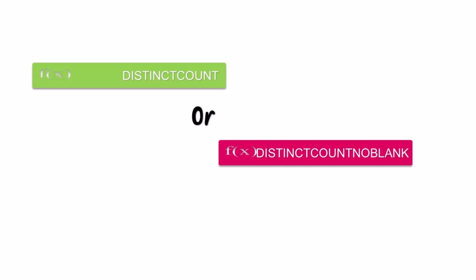DISTINCTCOUNT or DISTINCTCOUNTNOBLANK. Which is which? DISTINCTCOUNT counts the number of distinct values in a column. It considers all non-blank values, text, numbers, dates, as unique and counts them. It may also count blank values as unique. DISTINCTCOUNTNOBLANK is similar to DISTINCTCOUNT, but it specifically excludes blank values from the count. It only considers rows with non-blank values in the specified column for counting distinct items.